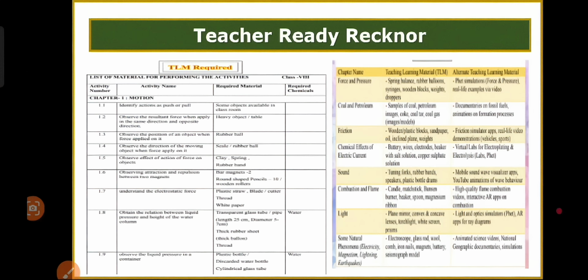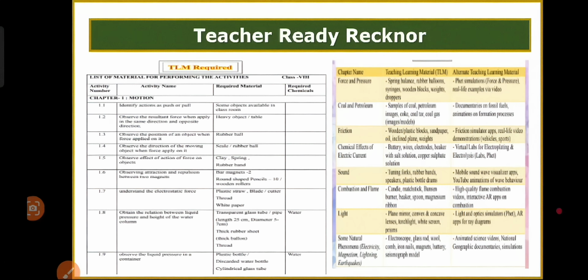And one more important feature is the TLM. We have given the chapter wise, activity wise TLM, and here you can see the activity number and activity name, material required, and we have also given a separate column for required chemicals. On the right hand side, you can see the alternate TLM, the low cost TLM.